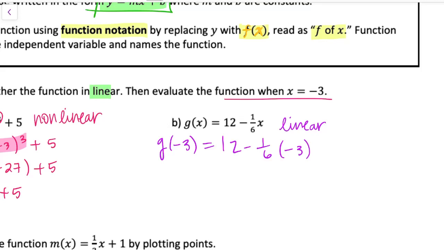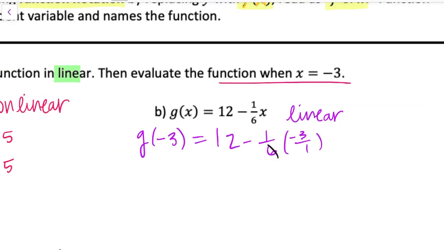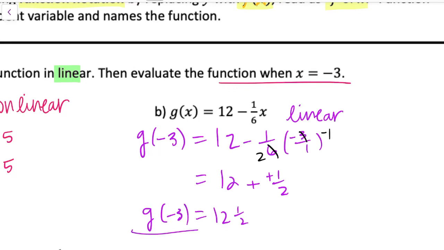So we have 12 minus a sixth of negative 3. Well, 1/6 of negative 3, we can turn that into a fraction. So negative 3 over 1. We can cross cancel. We've got a 2 here and a negative 1 there. So then we've got 12 minus negative 1 over 2. So we are taking 12 plus a half, which we can just call 12 and a half. G of negative 3 is 12 and a half, or 12.5, or 25 over 2.